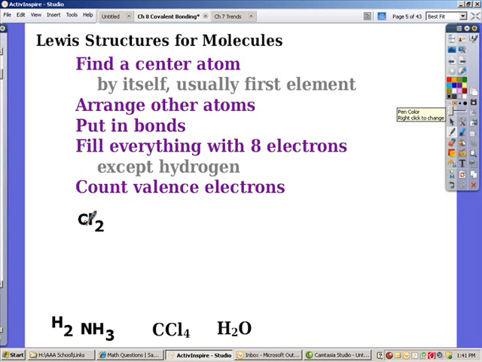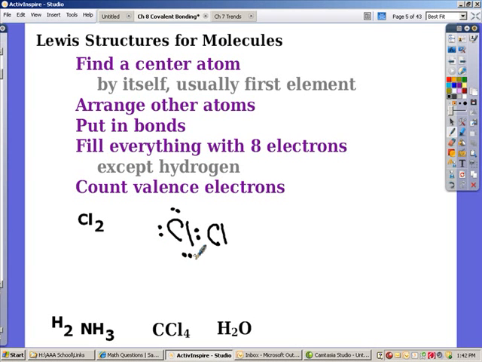Find a center atom. Again, it's going to be one of the chlorines. Arrange the other atom around it. So I'll put the other chlorine there. Next, let's put in our bond. Remember, that's just 2 electrons that are in between the 2 atoms themselves. Next, let's fill everything up with 8 electrons. So around each of these, I'm going to put 8 electrons.